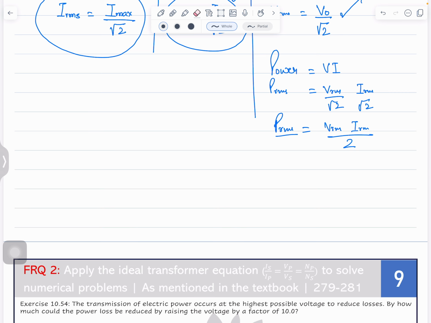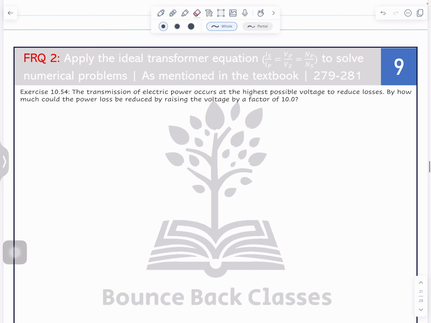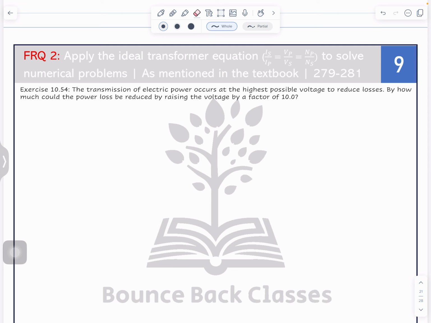Okay, guys, now time for the numerical. This is something very good one, huh? This is interesting one. Okay, the transmission. Transmission means we are looking for the input. The transmission of electric power occurs at highest possible voltage to reduce the losses. Okay, what are the things given?